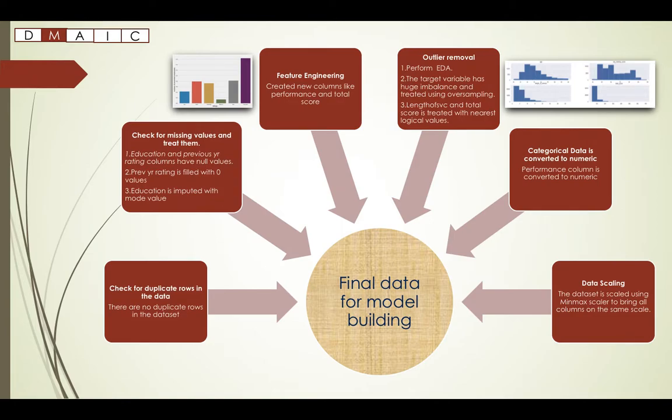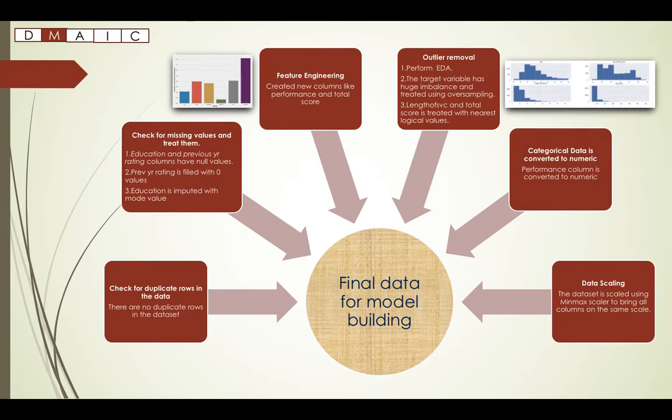Next, we come to the outlier part, checking and removing them. We have performed extensive exploratory data analysis on each and every column. The dataset has huge imbalance in the target classes. Now, training a classifier on imbalanced classes can cause problems in precision and recall of the model. For this, oversampling is done and the class with fewer representatives is increased.